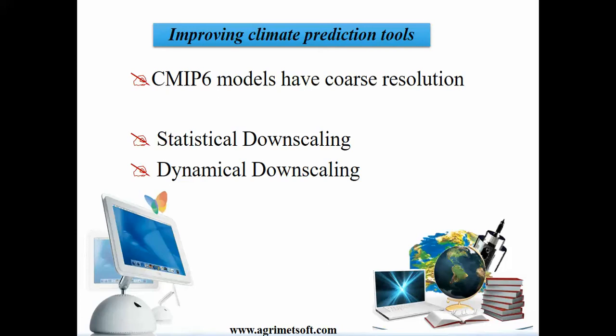To obtain a finer resolution, you should use two fundamental approaches. The first one is statistical downscaling, and the last one is dynamical downscaling. Our team has developed different methods in this regard. One of them is for statistical downscaling of CMIP5 and CMIP6 models, with the name of the SDGCM tool. Let me show you on our website.